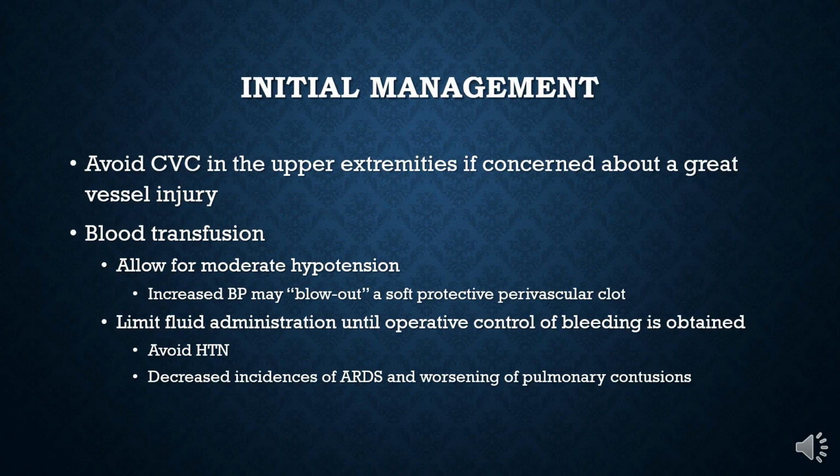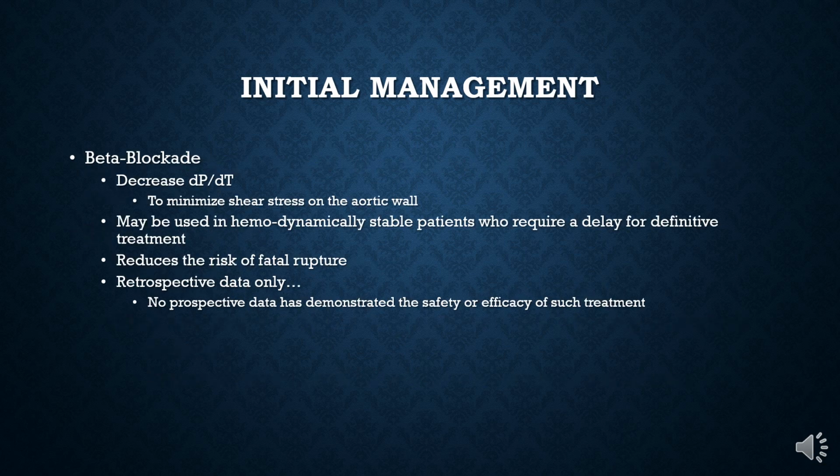Avoid CVC in upper extremities if concerned about great vessel injury. Blood transfusion: allow for moderate hypotension. Increased BP may blow out a soft protective perivascular clot. Limit fluid administration until operative control of bleeding is obtained. Avoid hypertension to decrease incidence of ARDS and worsening of pulmonary contusion.